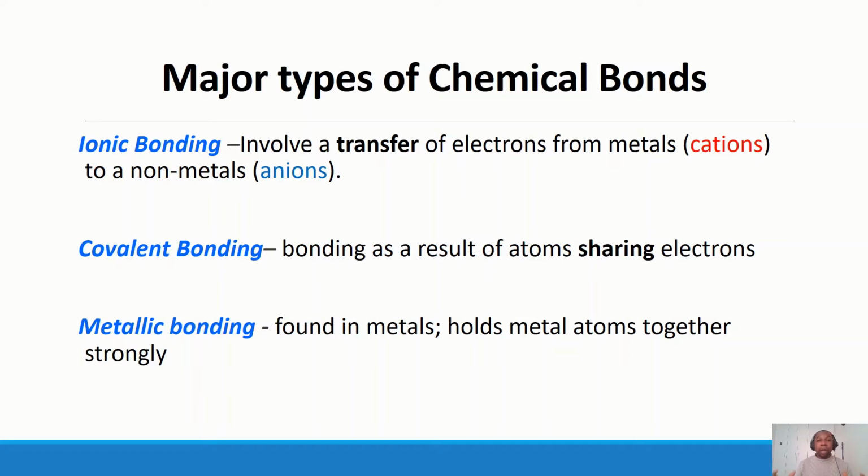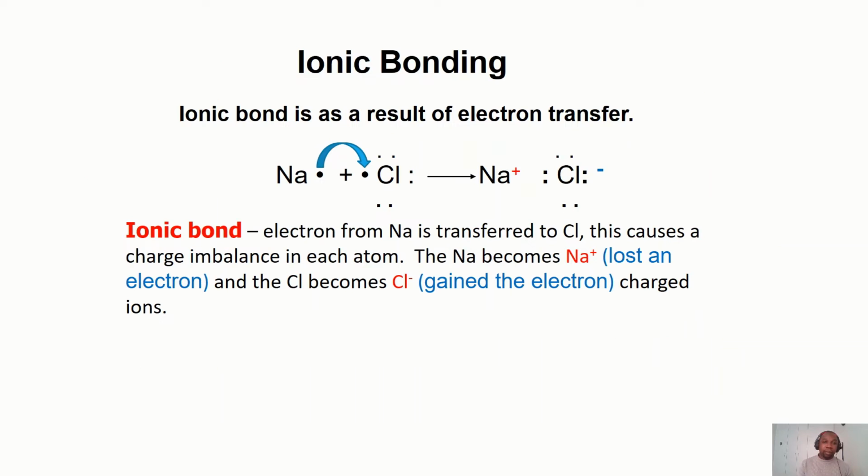away. The two of them are going to come together to share the electrons, and the type of bond that is going to form as a result of sharing of electrons is what we call covalent bonding. And the last one is what we call metallic bonding. These are the bonds that we find in metals. They hold metal atoms strongly together. So let's take them one by one.